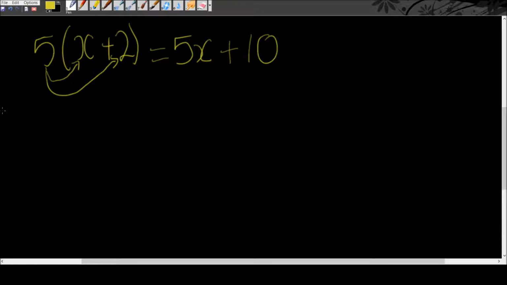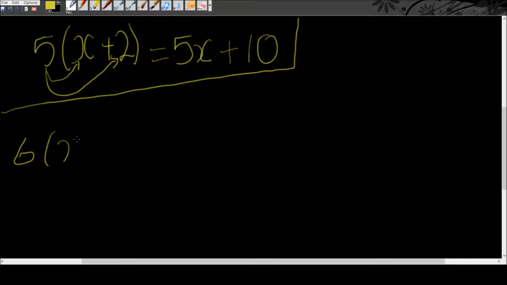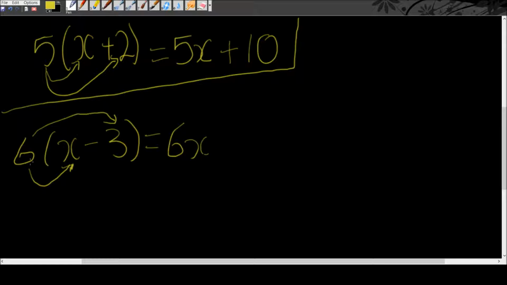Okay, let's look at another example. So again, let's have 6 outside, and let's have x take away 3. We can put an arrow from the 6 going to the x, and an arrow from the 6 going to the 3. Now we do the 6 times the x. What is 6 times x going to give us, guys? It's going to give us 6x. And we do the 6 times the negative 3, and that's going to give us a negative 18. Beautiful.